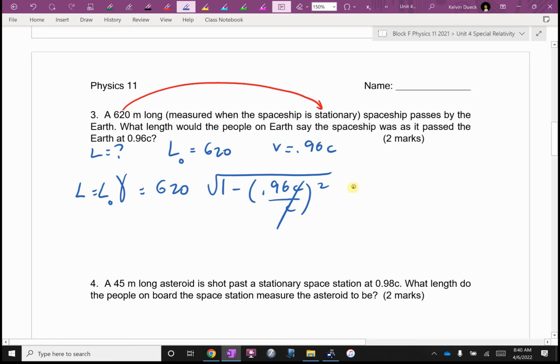173.6. I'll go 173.6 meters. 174, totally fine. 170, I would accept too, for that matter.